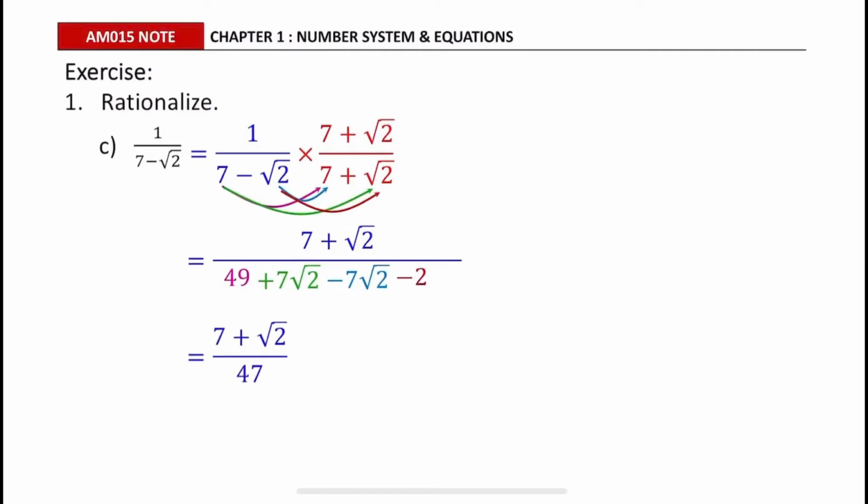However, we usually state the final answer in the form of a plus b square root of c. That means you have to split this single fraction into two fractions, where a equals 7 over 47, b equals 1 over 47, and c equals 2.